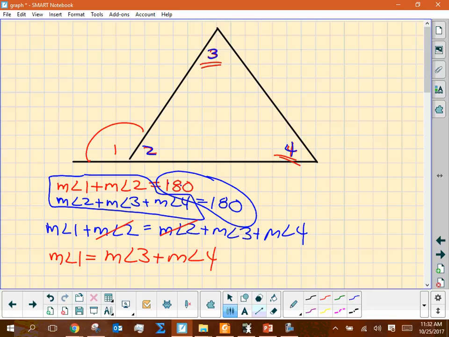And that's why it makes a little bit more sense to use this theorem and use this approach than to try to use the idea of those being supplementary, finding an expression for angle 2, and then taking 2 plus 3 plus 4. Okay? That's a longer way of doing it. Do you guys visualize that? Does that help? Okay. Yeah.